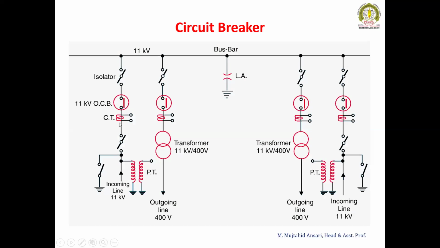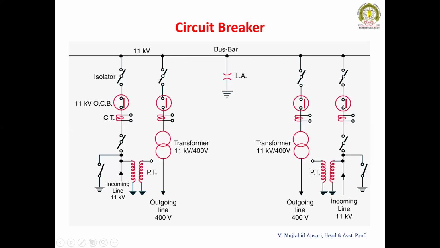Now there is an oil circuit breaker, 11 kV oil circuit breaker, again isolator. So this isolator is going to be used for maintenance purposes or some routine work over this circuit breaker. Now if you close this isolator first and then close the circuit breaker, the line gets charged. Once the line gets charged, we can operate this transformer for the outgoing purposes. If you are closing this isolator and oil circuit breaker, the transformer gets charged and it is possible to give the supply to the load.